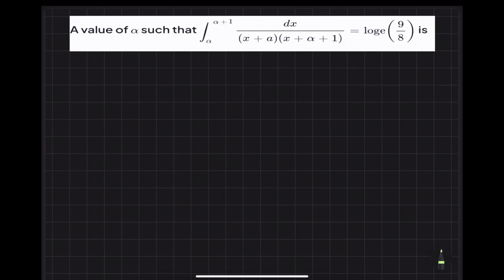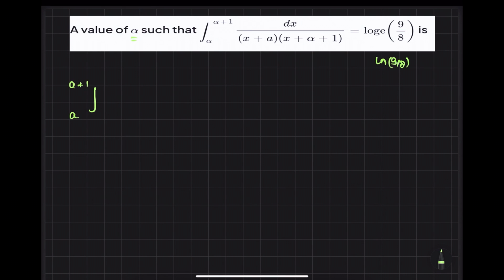So we have to find out the value of alpha. When we integrate from alpha to alpha plus 1 the integration of this thing, we will get the result as ln 9 by 8. Okay, so you have to find out the value of a. Let's proceed. If you observe, you have a plus 1.